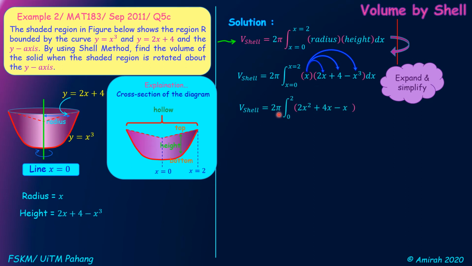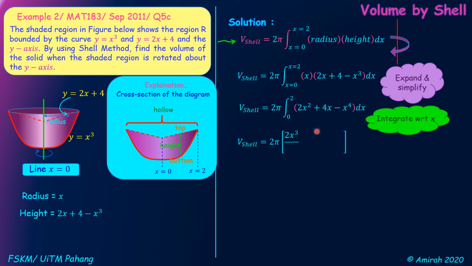Then we get 2 pi integrate from 0 to 2, 2x squared plus 4x minus x to the power of 4 dx. From here, we can integrate with respect to x one by one, because in between is sum and difference. So we integrate using the sum and difference rule. After we integrate, we still have the constant in front. Then we integrate 2x squared. We still have constant 2. We integrate x squared using the power rule, so we get x cubed over 3.